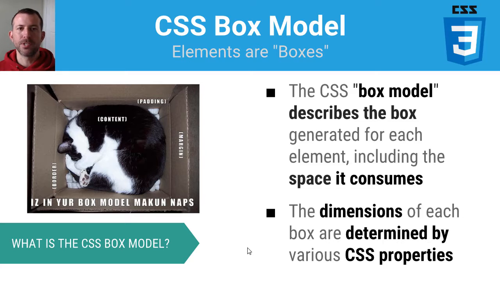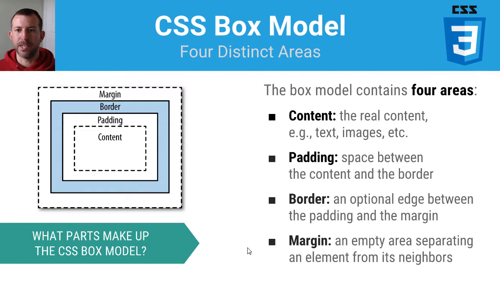And the dimensions of each part of that box, when you sum them up, determines the total dimensions that something takes up on the page. So if you add the content, the margin, border, and the padding all together, you get the width and height of the element itself. And so that's what we're talking about today.